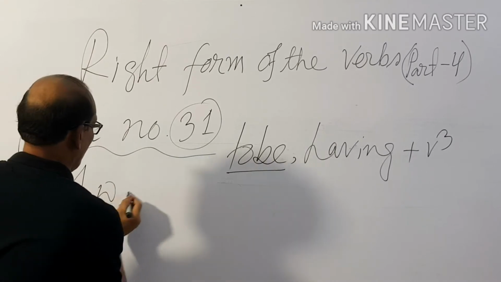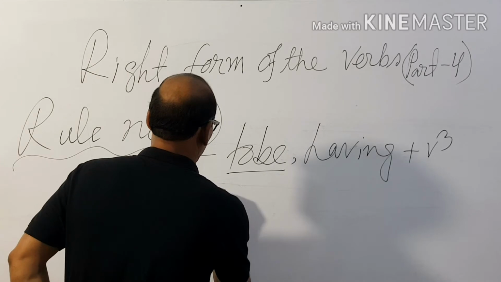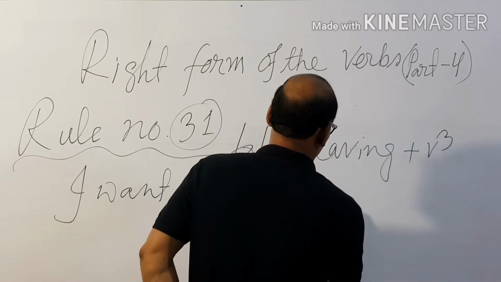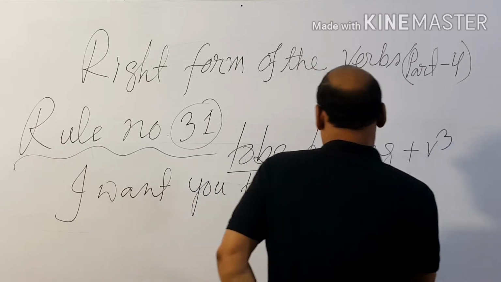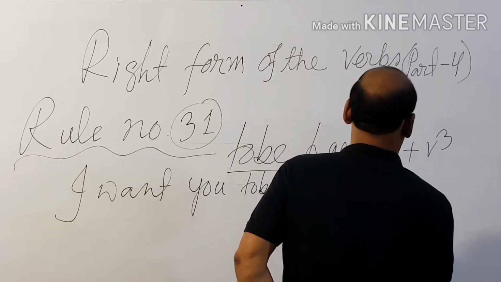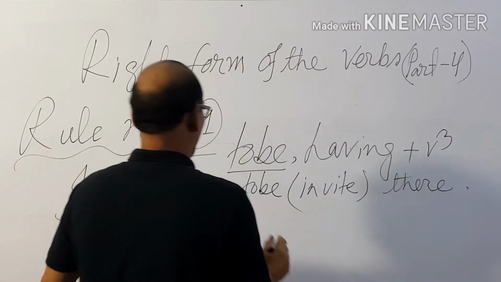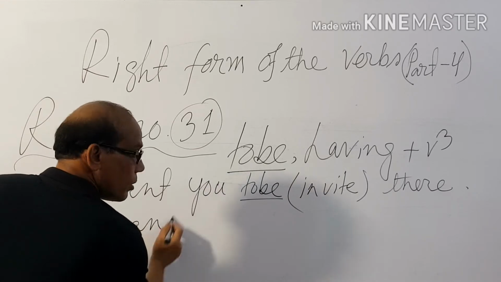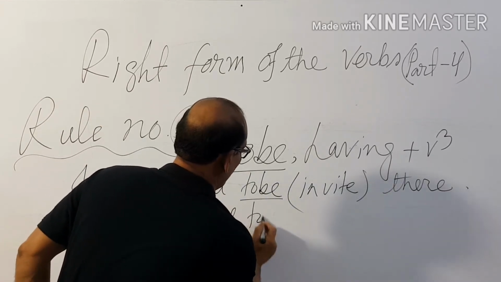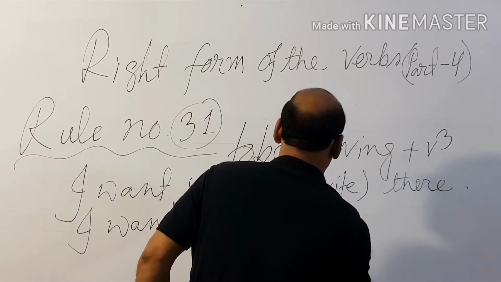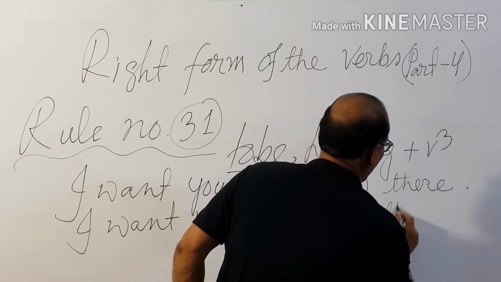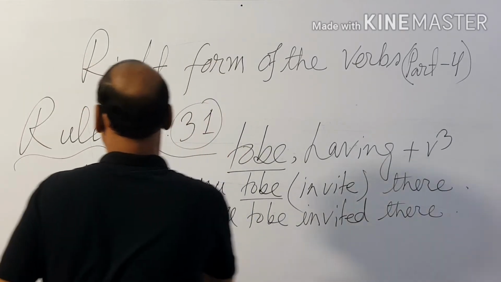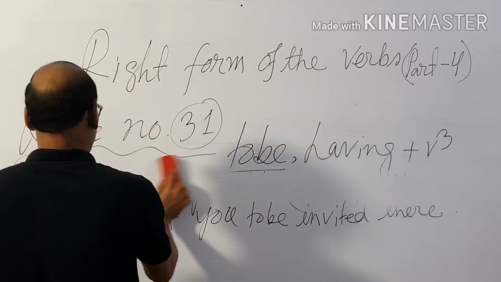Suppose, I want you to be, within the bracket, invite, there. Here, as it is to be, we will have to make the past participle of this verb. So, I want you to be invited there. In this way, we will have to solve the problem.